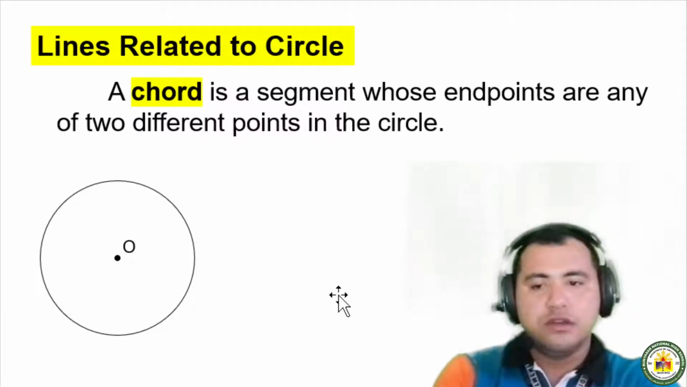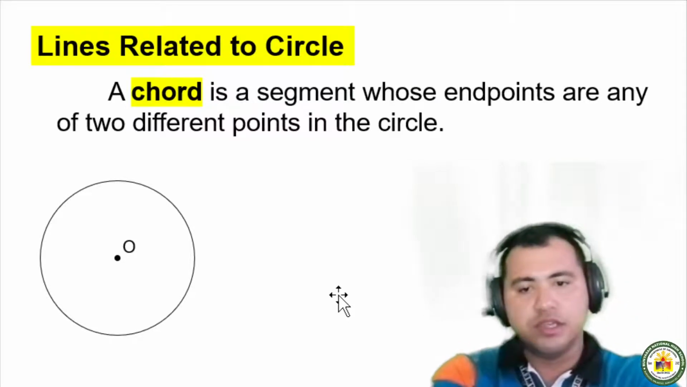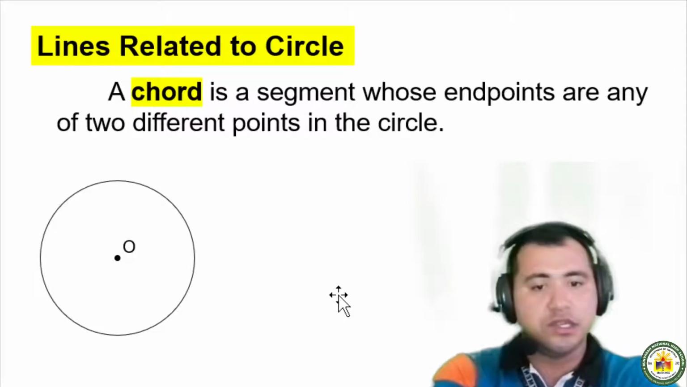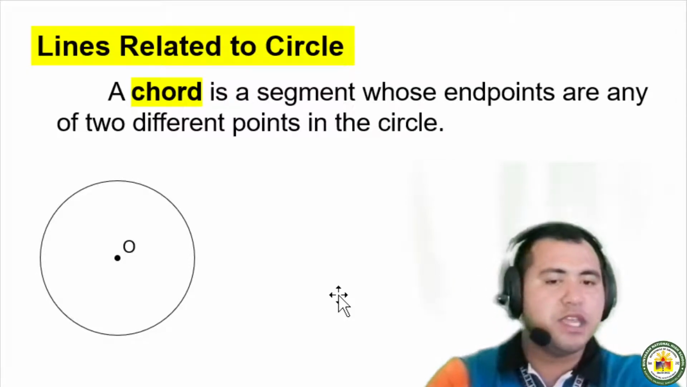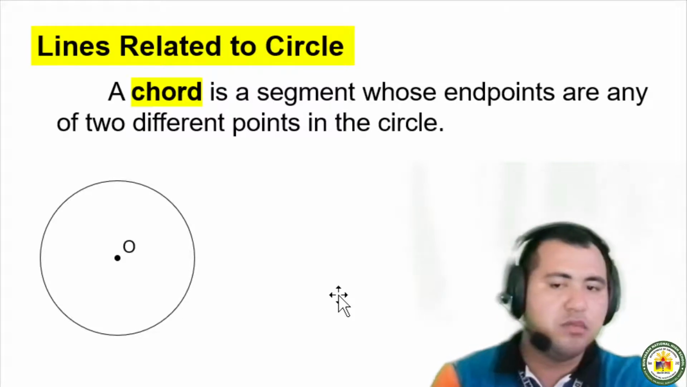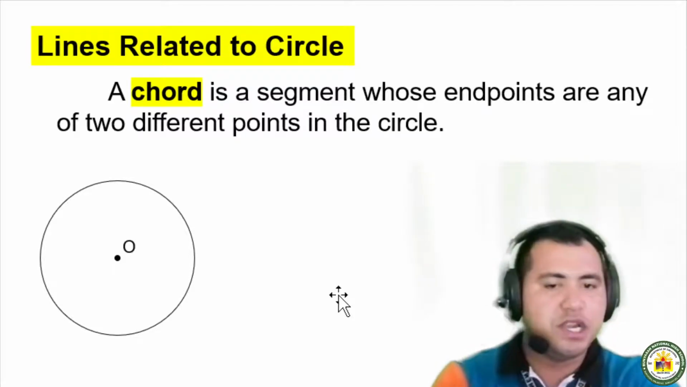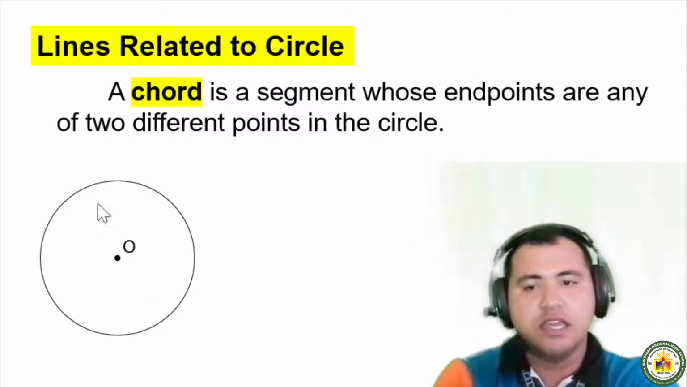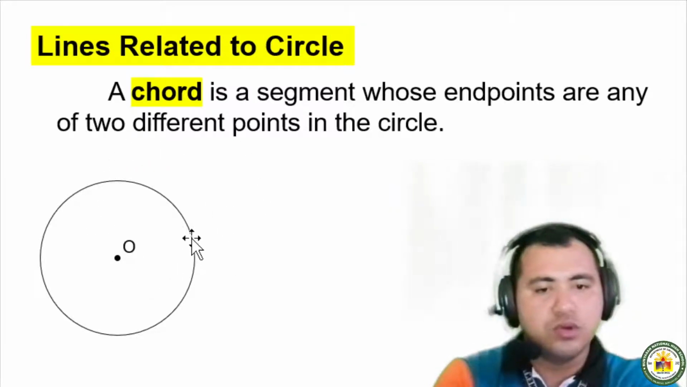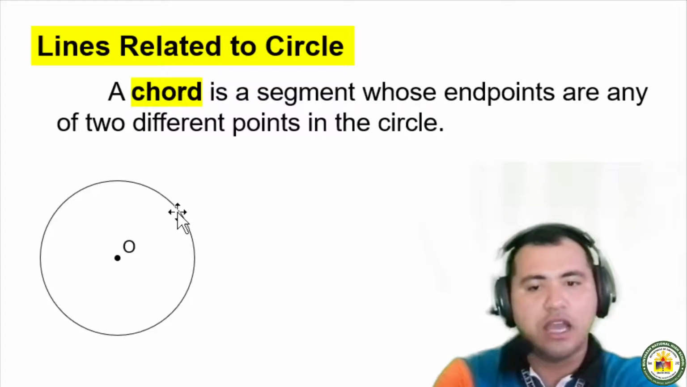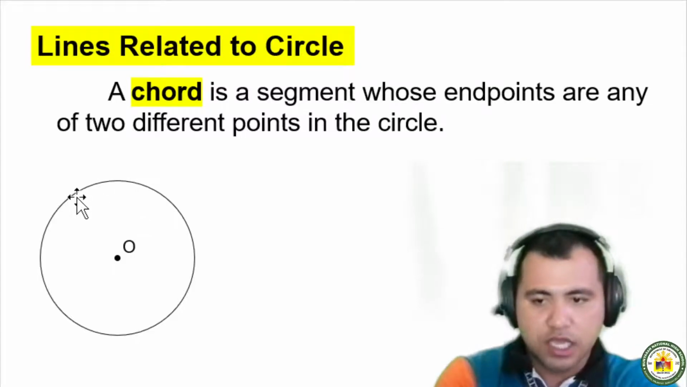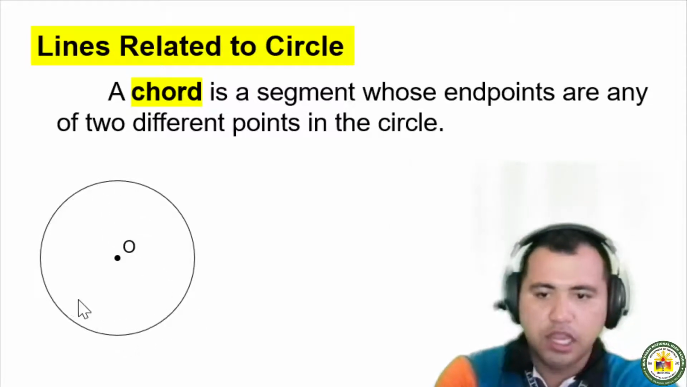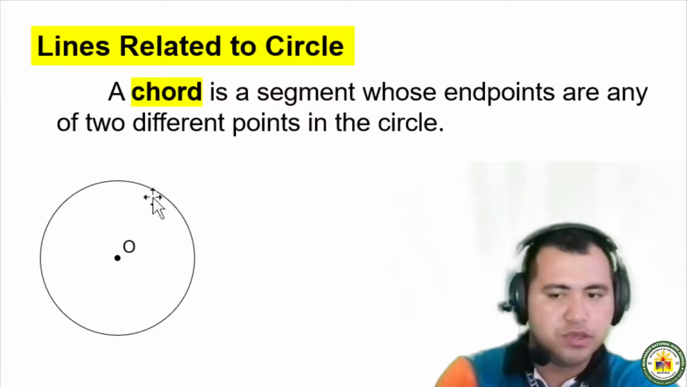What is a chord? A chord is a segment whose endpoints are any two different points on the circle. It is still a segment, where its endpoints are any two different points on the circle, anywhere along the edge. Its endpoints lie on the edge, where it intersects the circle. Any points on the circle.